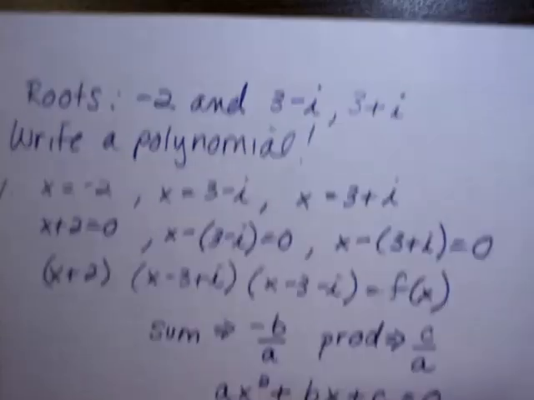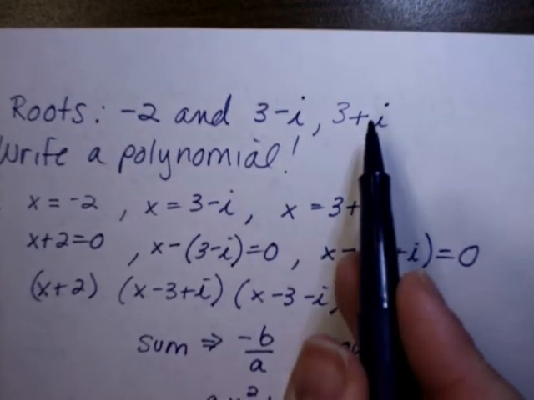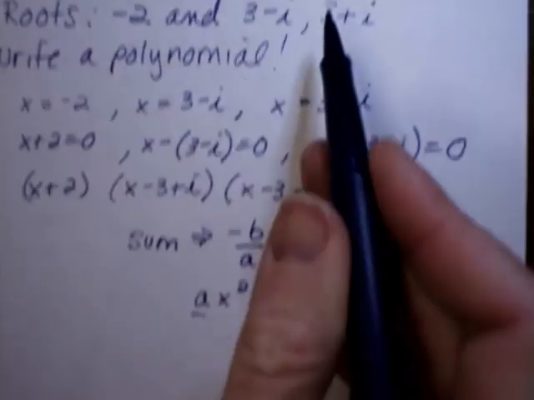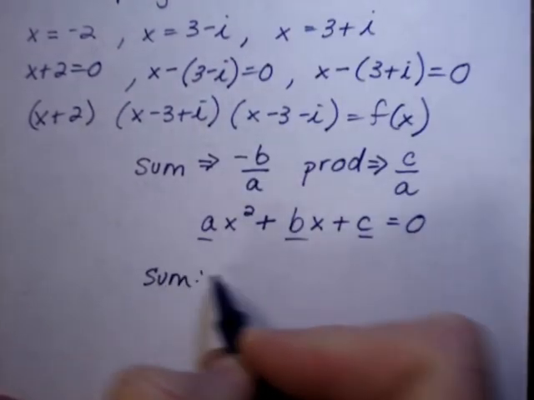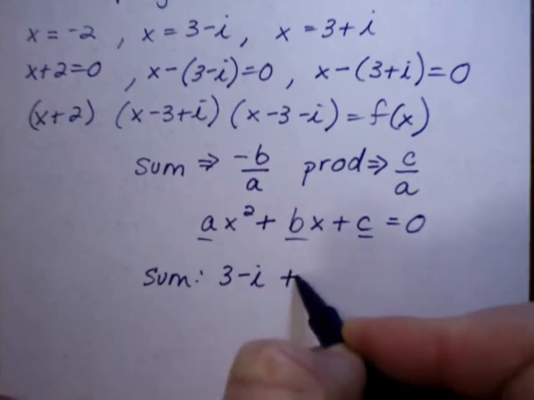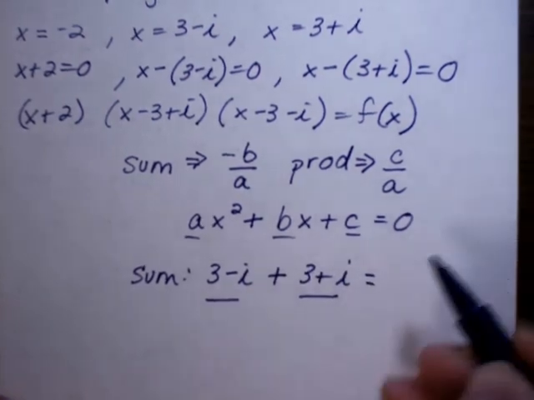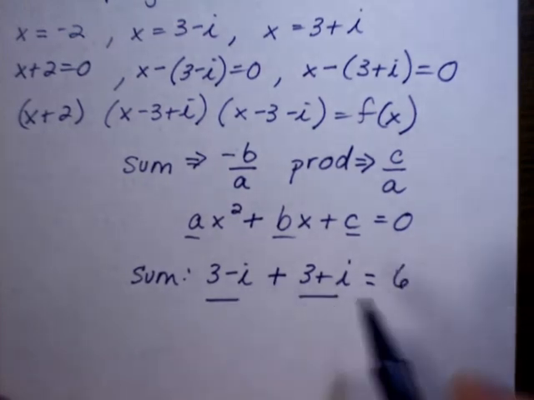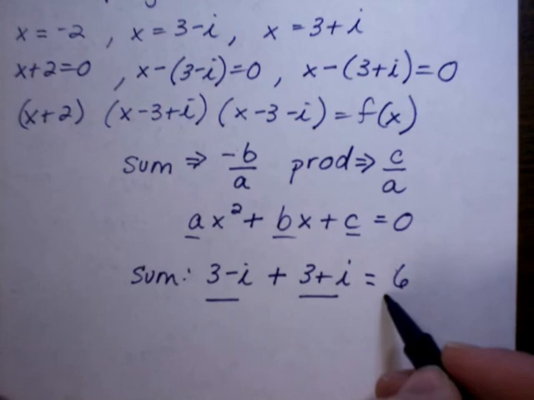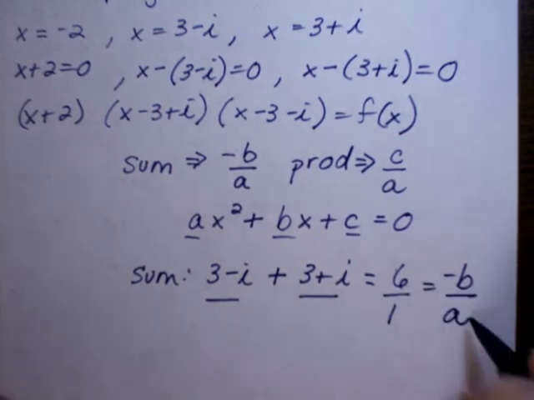Okay, so I'm going to go back up to the original roots, 3 minus i and 3 plus i, and that's what I'm going to add together and multiply. So we'll start with the sum. When I add the two together, 3 minus i plus 3 plus i, I end up with 6, and then my i's add up to 0. So they kind of cancel each other out. We can also write this as 6 over 1. And remember that relates to the ratio negative b over a.